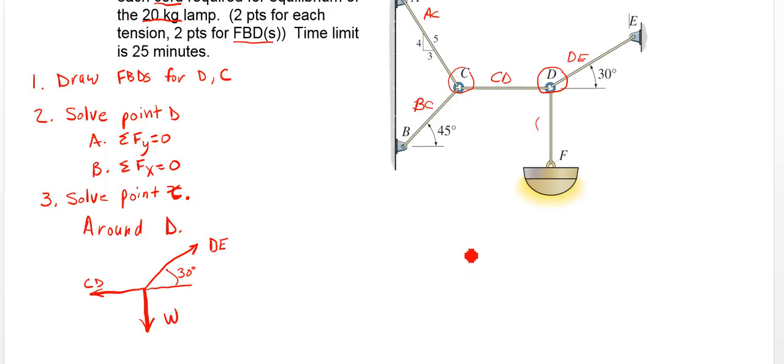At the same time I'm going to write around point C, free body diagram. We're going to have this force coming up here, and that's a 3, 4, 5 triangle there. We have force CD going that direction. We have BC, and that one here is 45 degrees there. So there are our 2 free body diagrams. We'll be finished with step 1.